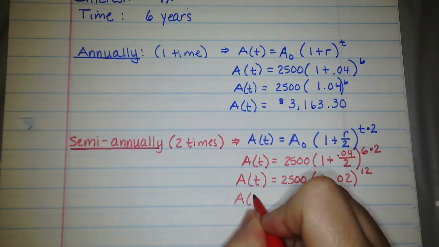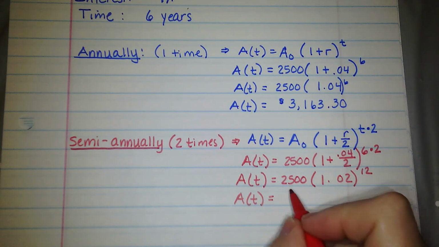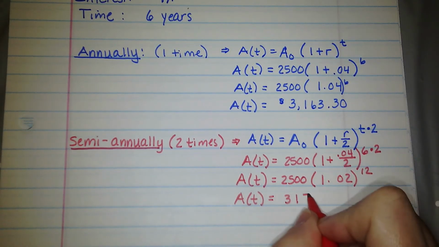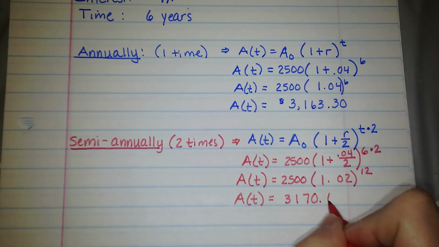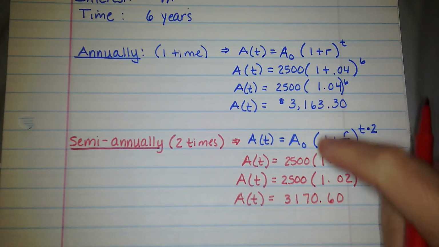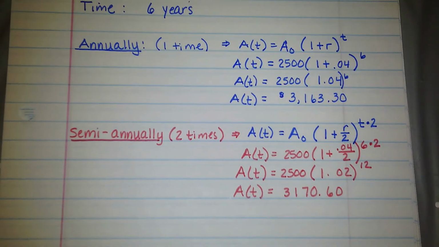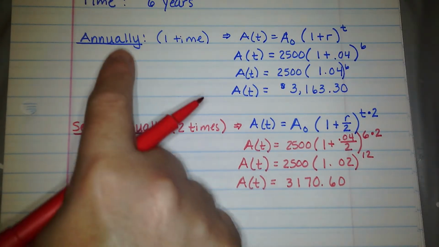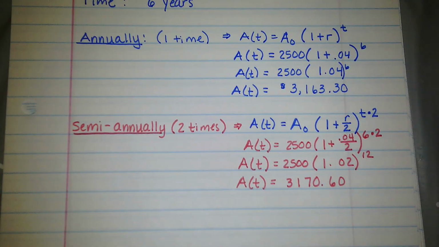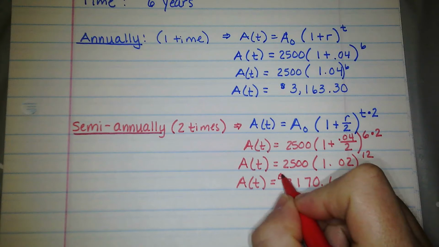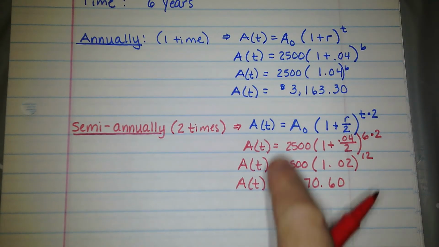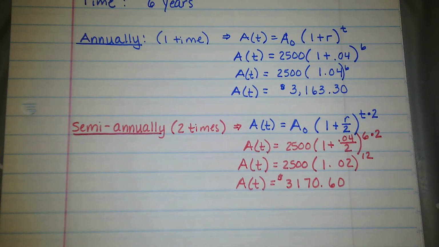This outcome is going to give us more money, $3,170.60. Now, the difference in the amount is about $7, but it's free money. Nothing else has changed other than the amount of times that they're compounding your money. You're still doing it for 6 years, still the same amount to begin with, and you're gaining money on that interest.